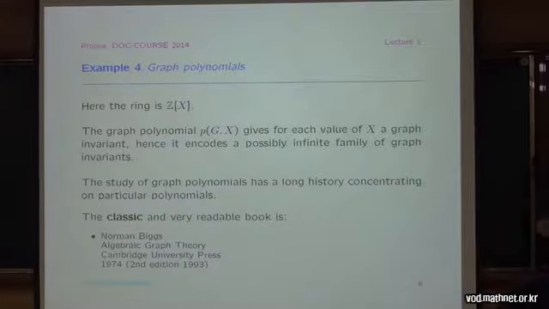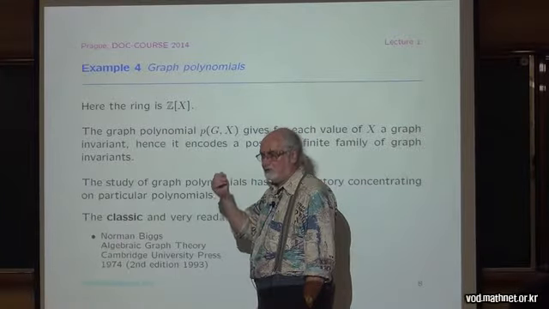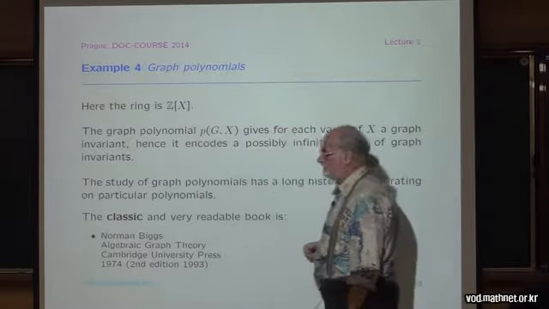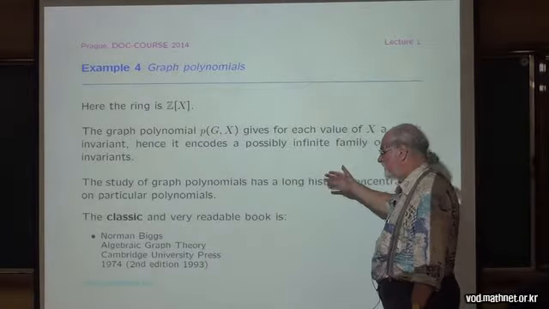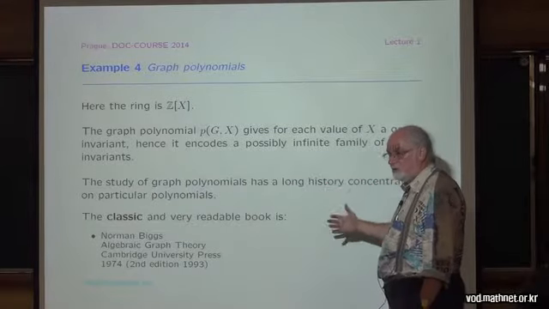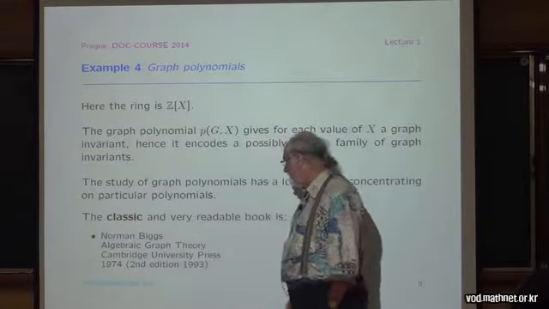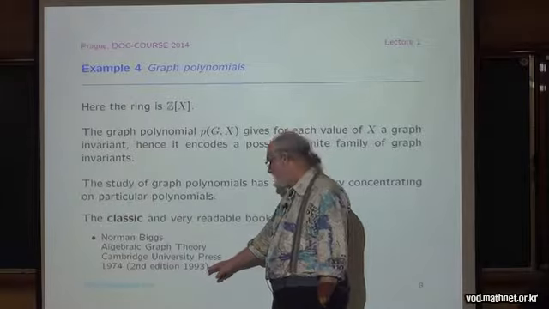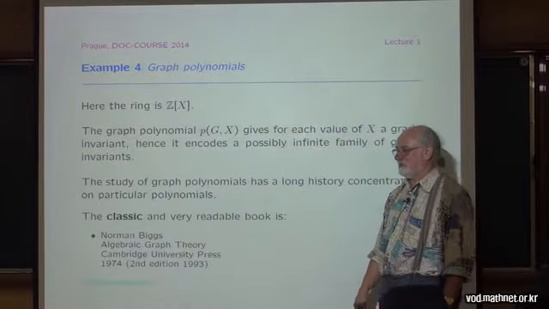Now, graph polynomials are a special case where the graph invariant is not an element in a ring as such, but in a polynomial ring over some other ring or field. Particularly, examples are polynomials over Z in one or many variables. So graph polynomials appear for the first time as an object of study with more than one example in a famous book by Norman Biggs, Algebraic Graph Theory, which was first published in 1973 as his thesis. And to show that it is really important, it was reprinted 20 years later. So if your thesis is reprinted 20 years later, you can be proud.